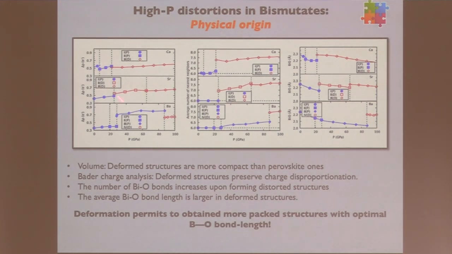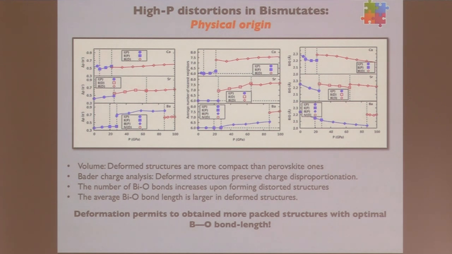And we decided at some point to look a bit more into that. So you see that when you have this transition, the first thing that you see is that more or less your average charge disproportionation remains constant. So this structure tends to retain this strong charge disproportionation. Then again, you see that you have a discontinuity in the number of neighbors, so you're really forming a different structure. And then the third thing, which is interesting, is that if you compute the average bismuth oxygen distance, you see that this is increased in these strange structures.